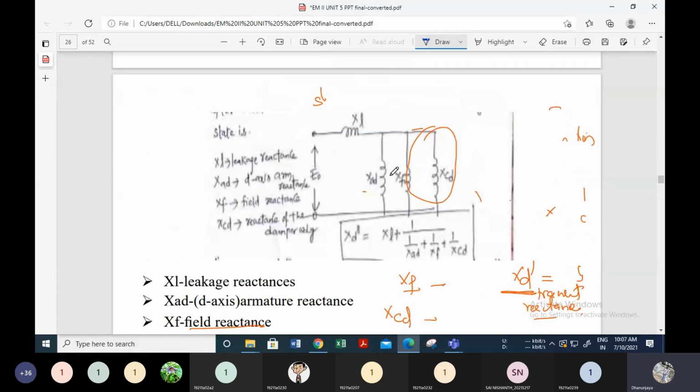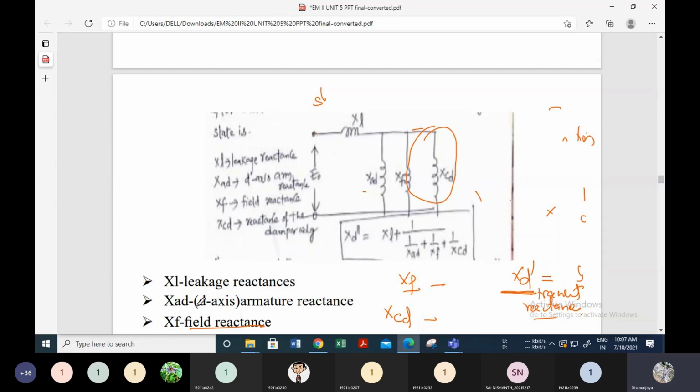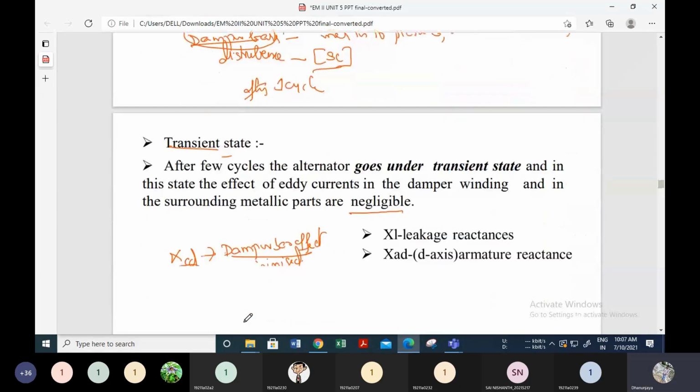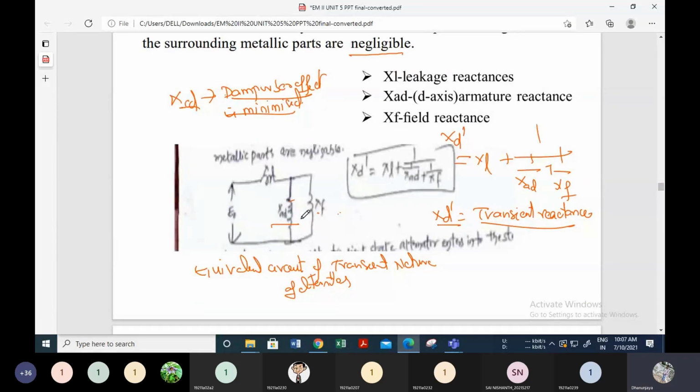In the subtransient, we can see XAD, XF, and XL, where XAD is armature reactance, XL is leakage reactance, and XF is field reactance. Once the subtransient time period is completed, this damper winding effect will be nullified, and we can see the resultant circuit as XAD and XF.